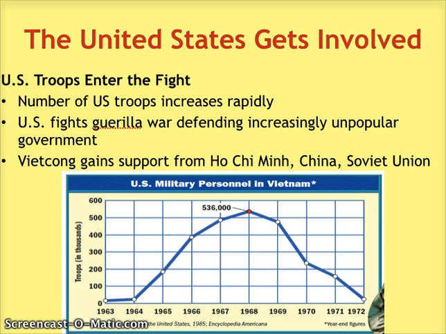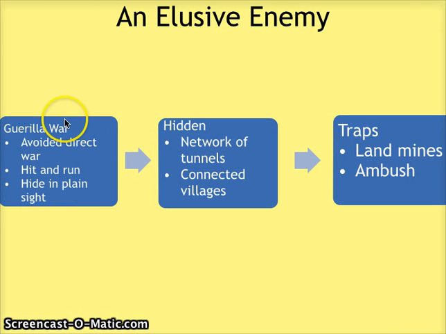The third thing is that the Viet Cong are supported by Ho Chi Minh in the North, by China and the Soviet Union, who want to spread communism to Vietnam. So again, the elusive enemy. There's guerrilla warfare. They don't have direct war. Many of the attacks are hit and run. And many of the peasants end up starting to support these guerrillas because of how the US reacts.